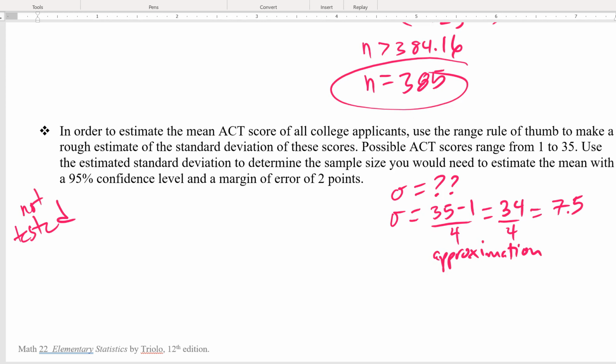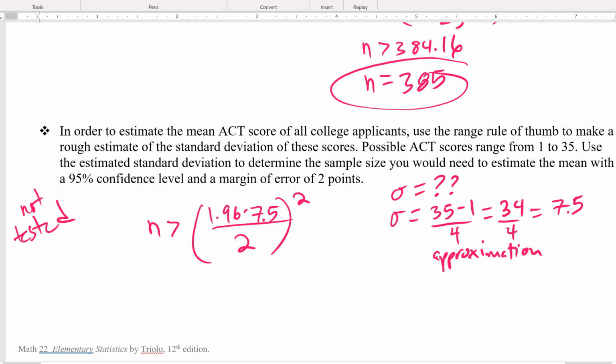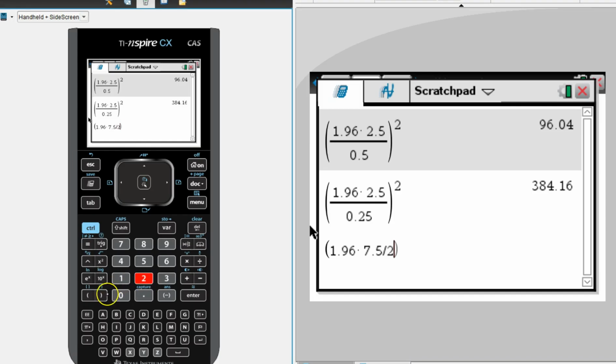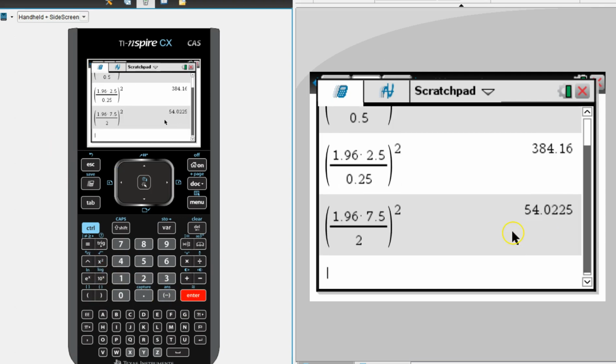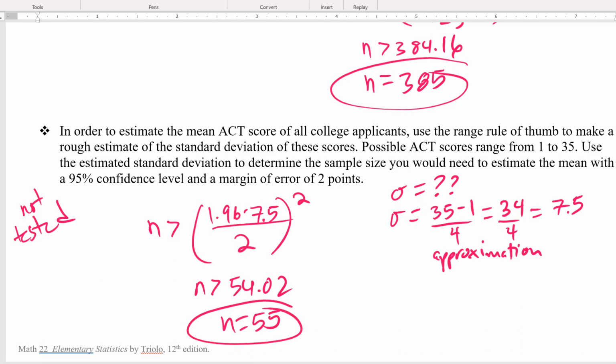So now I can take this and say n is greater than the z-score, 1.96, times our approximate sigma over our error, and they want within 2 points. So 1.96 times 7.5 divided by 2. Take that whole thing and square it, and we're looking at about 54 people, 54.02. So that means how many people? Hopefully by now we got it. Round that sucker up. You cannot have 0.02 people. I need at least 54.02 people, which means I need 55 people.